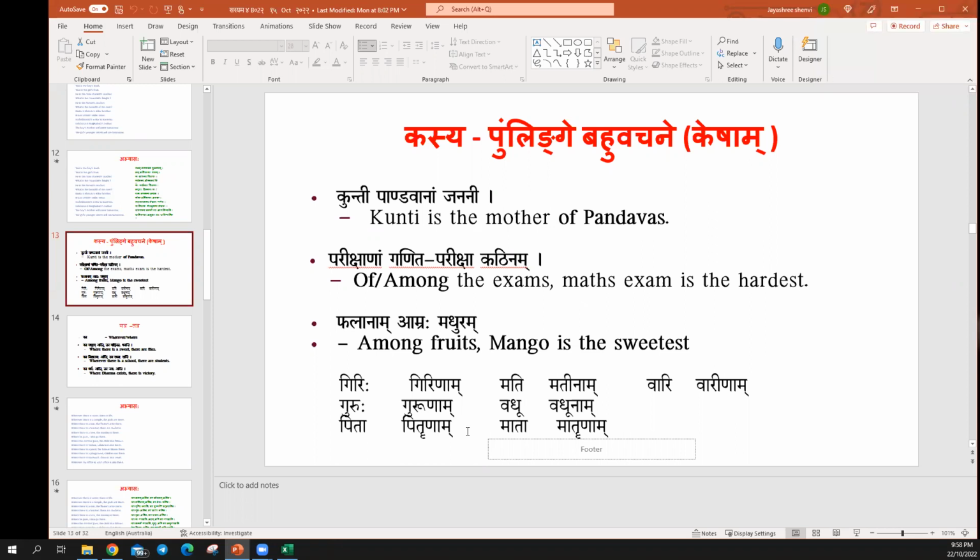So how do you translate? Among brides, Sita is the most beautiful. Vadunam, Sita, Sita Ati Sundar. Beautiful, Sundari. Okay, Ati Sundari. That's it. Okay. So, Vadunam, that itself is among everybody, all. Yeah. Okay. Among all the brides. Okay.